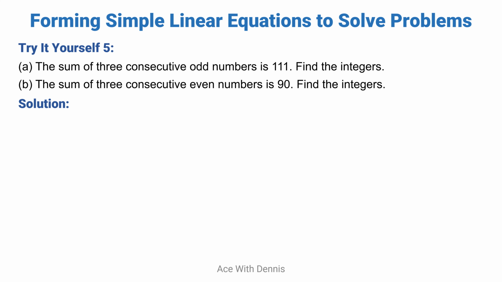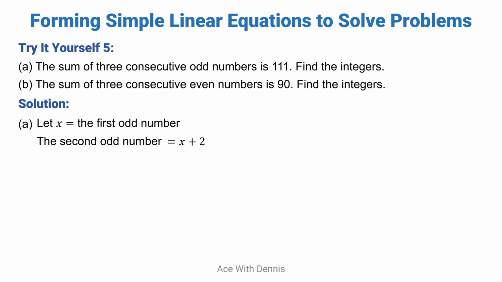Alright, here's the solution. For A, we let x be the first odd number. Hence, the second odd number will be x plus 2. This is a little bit different from the previous question, which is just consecutive numbers. For this case, the next odd number will be 2 more than the first odd number. Similarly, the third odd number is 4 more than the first odd number. Hence, it equals x plus 4.